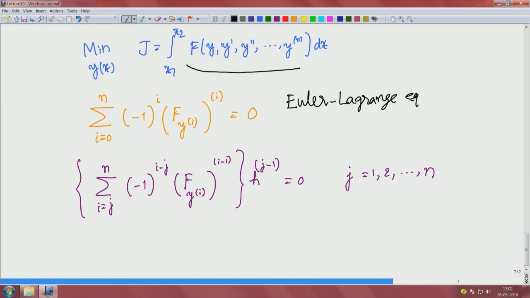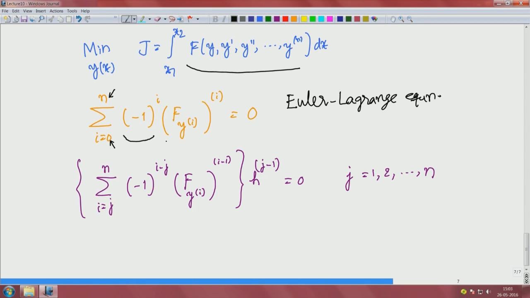Euler-Lagrange equation, that is a single equation, one equation will be there, and you see how we have alternating sign coming because i goes from 0 to n in steps of 1, 0, 1, 2, 3 up to n, and the sign will be alternating. For i equal to 0 it will be a positive sign, i equal to 1 negative sign, i equal to 2 positive sign, and so forth.